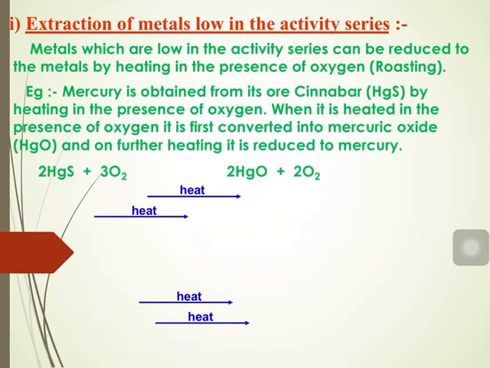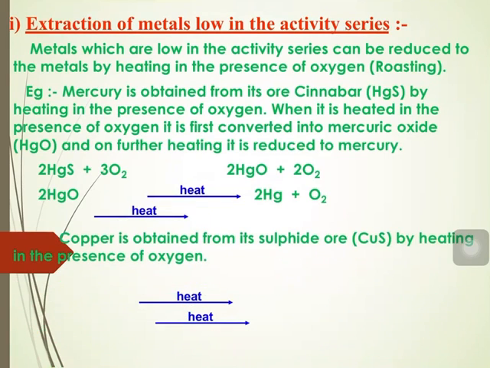You can see from the equation, mercuric sulfide, when heated in presence of oxygen, is converted to mercuric oxide and oxygen is released, and that mercuric oxide is again heated to give you the mercury and oxygen. So this is how we are getting the mercury.